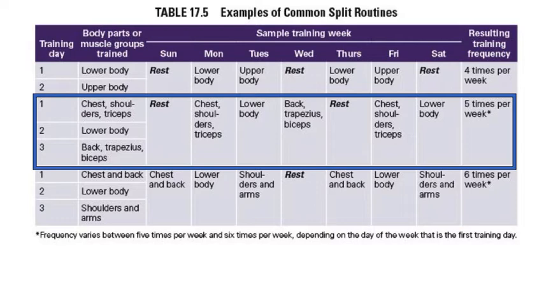This is a common split routine that allows you to get that frequency up to possibly 7 for an advanced lifter. Remember, anywhere between 4 to 7 times per week for a frequency of resistance training is classified as an advanced resistance training individual. This could either be for an athlete or for a general population who wants to get strong.